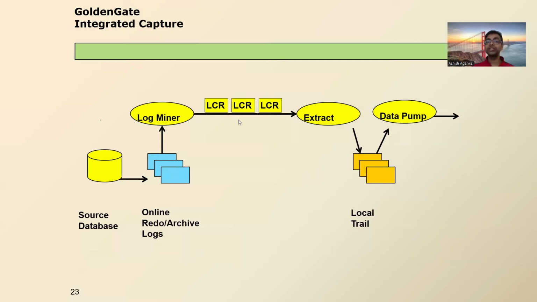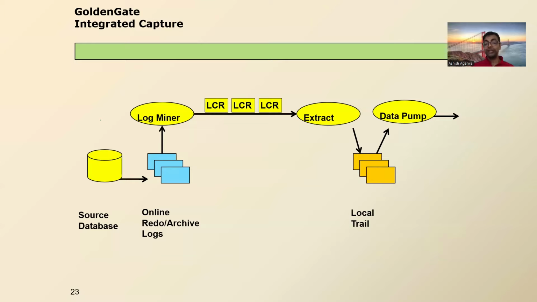Okay. Now, once log miner receives the changes, whatever changes are required by the extract process, log miner will pass on those changes in the form of LCR. LCR stands for logical change records. Once it passes on the changes required by the extract process, the extract writes the data to the local trail file, and then the data pump reads it.